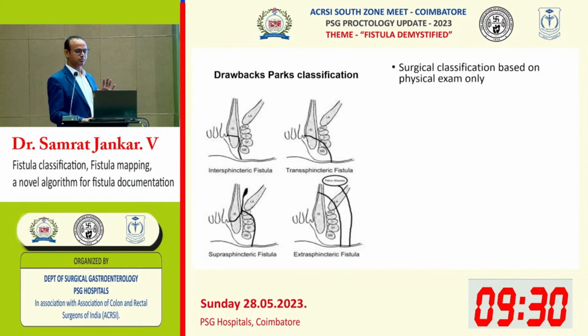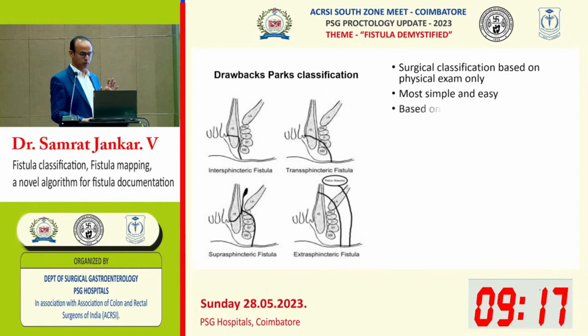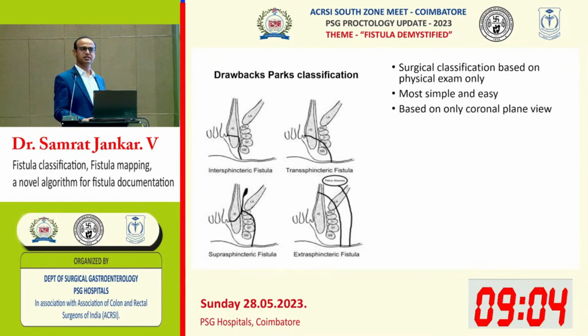It is a surgical classification based on physical examination, because MRI was not available in that era. It is the easiest and simplest way to tell whether it is a transsphincteric, intersphincteric or suprasphincteric fistula. And it is based only on the coronal plane. Axial planes, which are more important, were not considered because this classification was proposed in the pre-MRI era. Now coming back, should this classification be used in the present era?